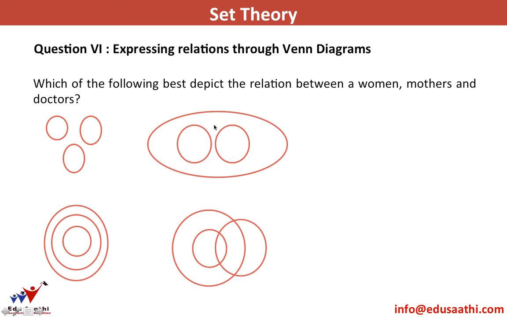Let's move on to the last type of questions. Now these are purely based on logic, expressing relations through Venn diagrams. Which one of the following best depict relation between a woman, mothers and doctors? Now what you need to note here is that women can be mothers, or in other words only women can be mothers. So mothers will always be a subset of women. If you're finding problem solving this, look at the video on syllogism first. So women is a bigger set and mothers is going to be a smaller set.